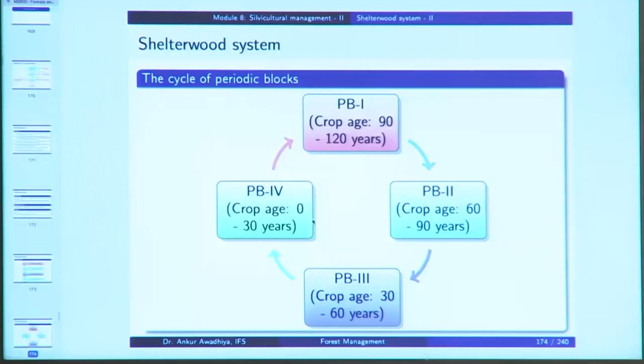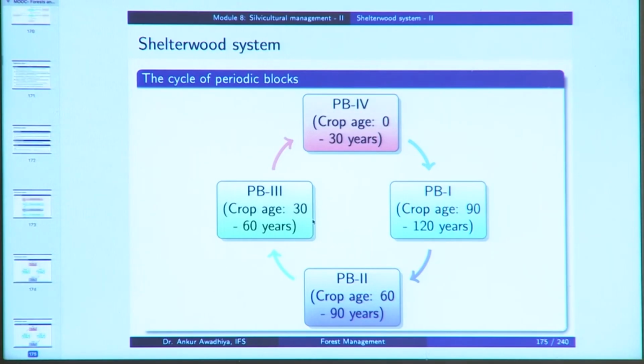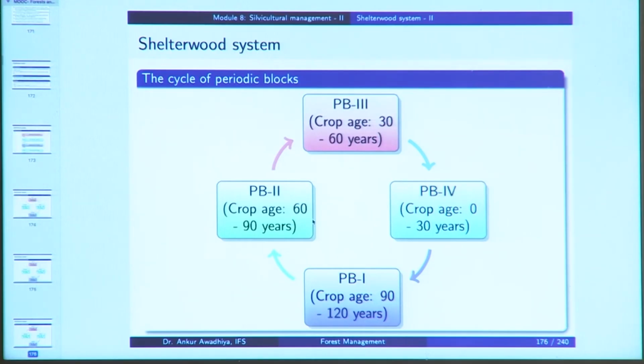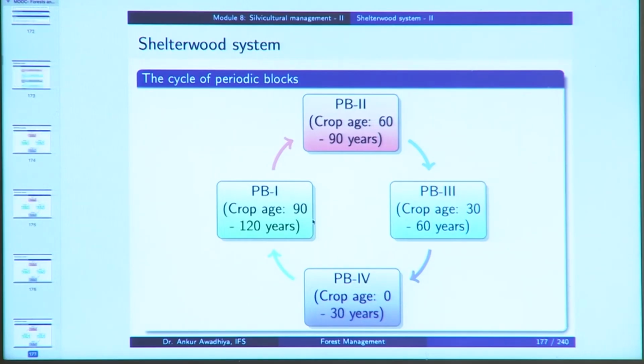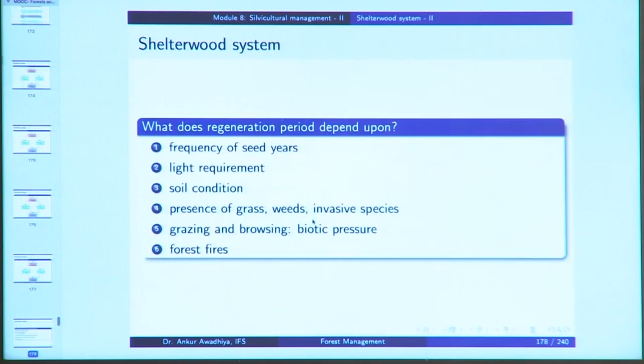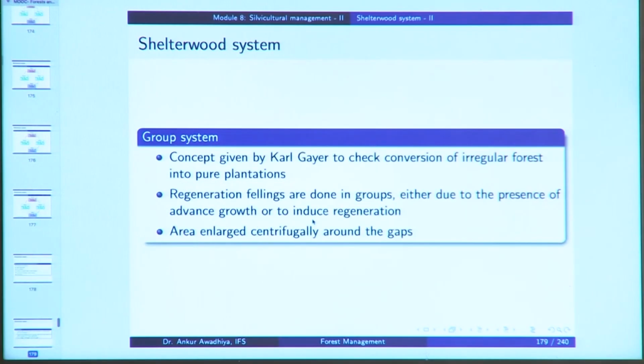Now, the cycle of periodic blocks, if you look at PB1, it is containing trees from 90 to 120 years. Once you have harvested these trees, then it becomes PB4 from 0 to 30 years, then it becomes PB3 from 30 to 60 years, then it becomes PB2, and it again becomes PB1. Now, regeneration is dependent on the frequency of seed years, light requirement, soil condition, presence of competition, invasives, grazing and browsing, abiotic pressure and forest fires.